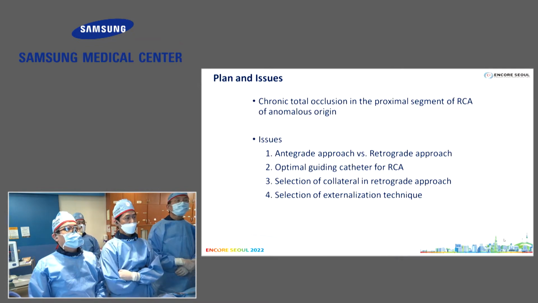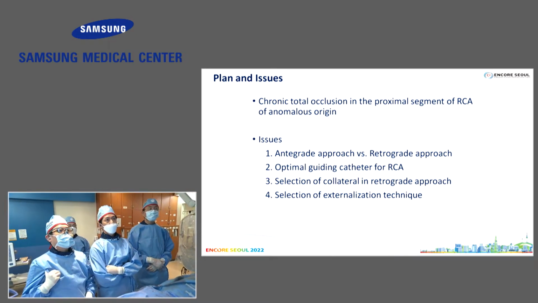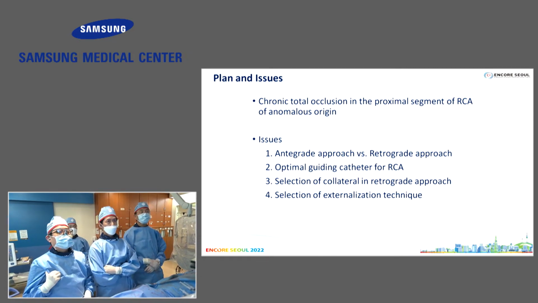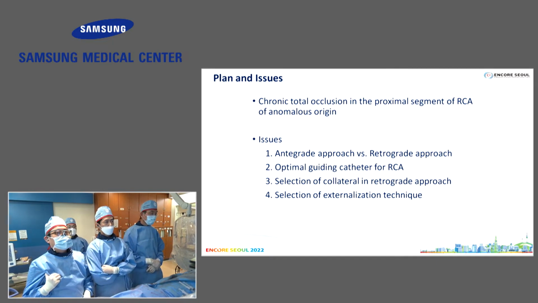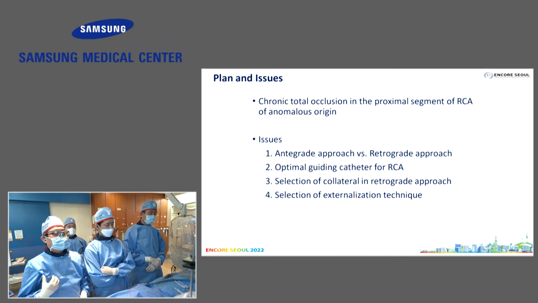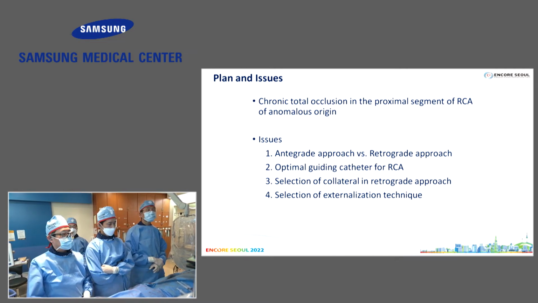This is the chronic total occlusion in the proximal segment of the RCA of anomalous origin. The issues are antegrade approach versus retrograde, the optimal guiding catheter for the right coronary, selection of the collateral for the retrograde approach, and selection of the externalization technique. What do you think? Should I start antegradely or retrogradely first?